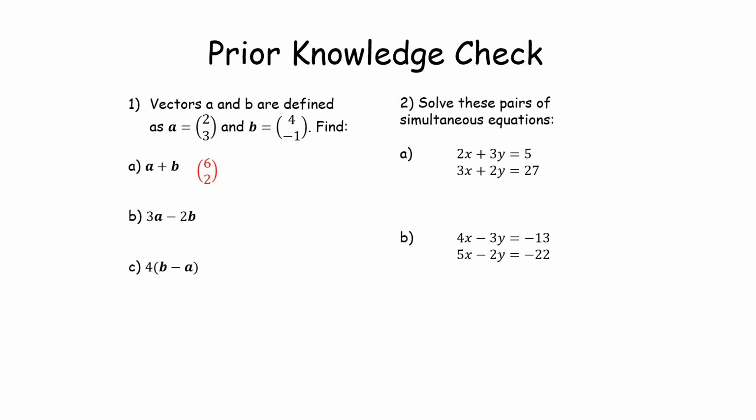So the answer to part A is 6, 2, B is -2, 11, C is 8, -16, and then you got two sets of simultaneous equations. For part A, x is 7, y is 3, and for part B, x equals -40/7 and y equals -23/7. So this sort of stuff you should already know.